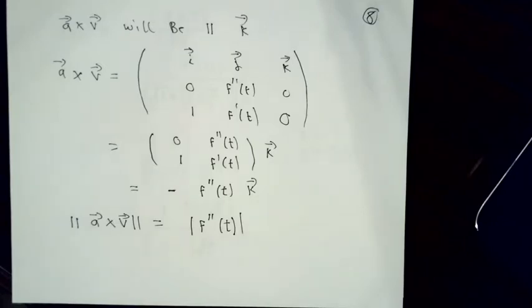Now, the negative sign doesn't really tell me anything. f double prime could be negative, in which case the negative of it would be positive. f double prime could be positive, in which case the negative of it would be negative. The magnitude is the size of this number times the length of the k vector. So I'll put absolute value of f double prime at t times 1, which I won't bother writing down.